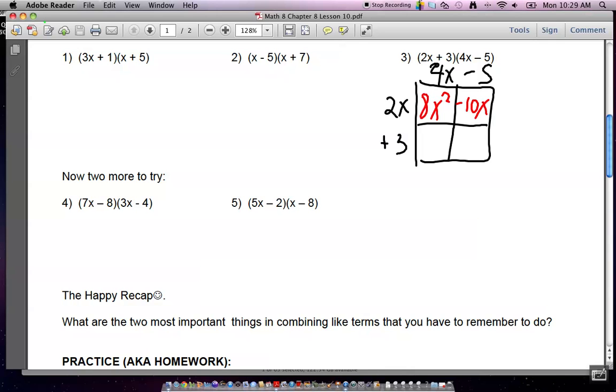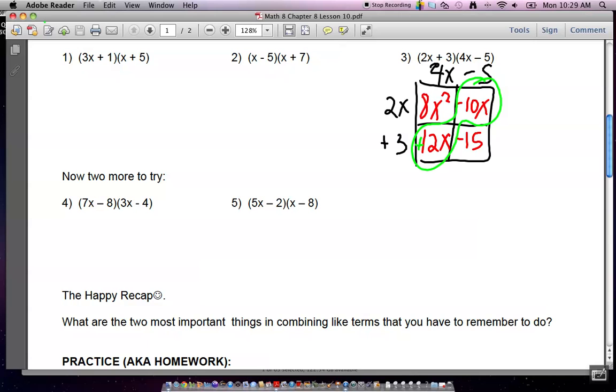3 times 4x is what? 12x. And 3 times negative 5. Do you guys happen to remember what I said was the biggest mistake kids make, or what causes the biggest mistakes here? Yes, Elizabeth? Yeah, when you don't put the sign. I actually forgot to put it there. It's positive 12x. That's the biggest mistake that kids make. If you put the signs, kids tend to get it right almost all the time.